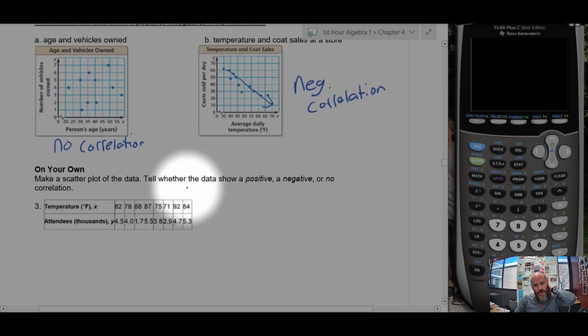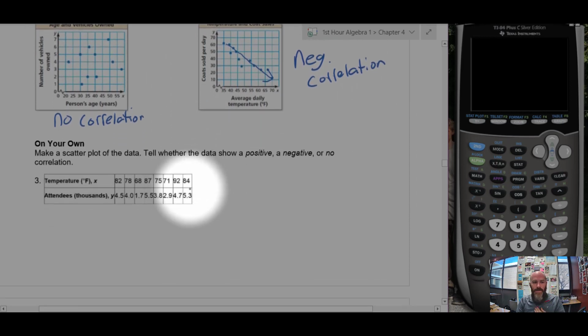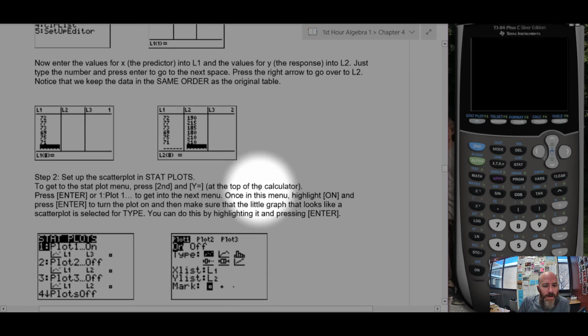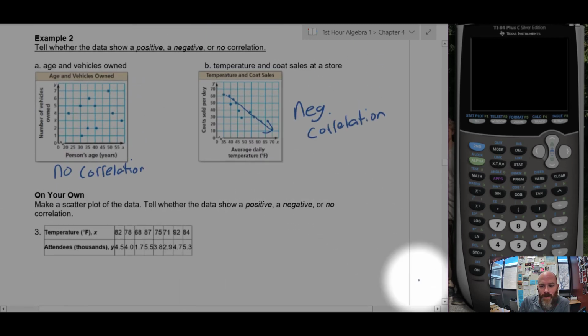All right, and then here's the last one we're going to do. This is where we're going to spend most of our time today. It says it's not on your own, but we have to do it together because you have to make a scatter plot. Now you could graph these by hand, but we're not going to. And then we're going to tell if it's a positive, a negative, or no correlation. So there are directions on the next page of how to do this. I'm going to talk you through it using the graphing calculator.